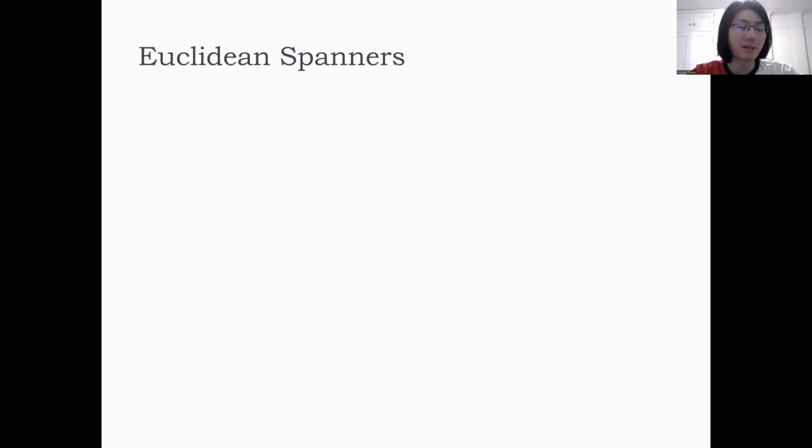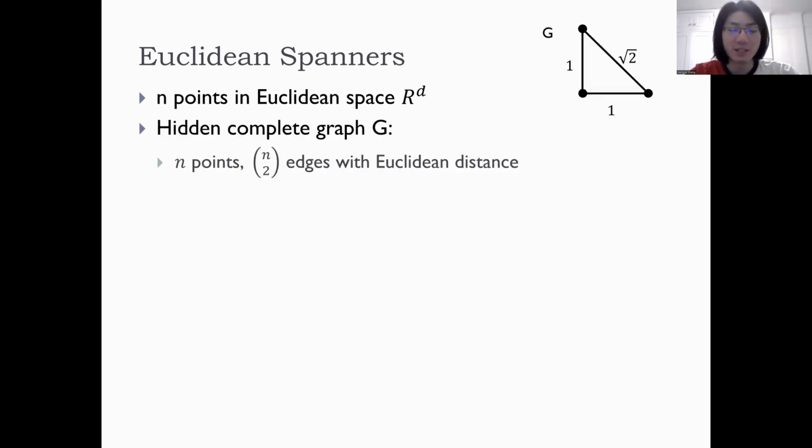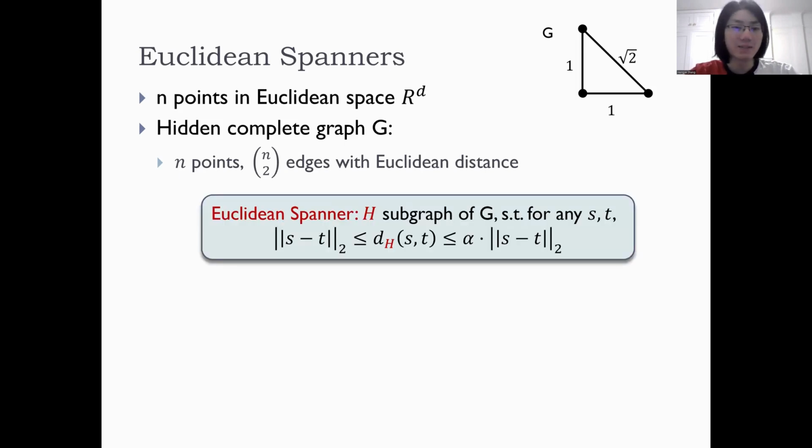And the Euclidean spanner is a special one. Suppose we are given n points in Euclidean space R^d. There is a hidden complete graph G where we take these points as its vertices, and for every pair of points, the length of the edge is literally their Euclidean distance. The definition of Euclidean spanner is exactly the same as the definition of a generic spanner. Here we have a small example: H takes 2 edges from G, and it has a stretch of √2.